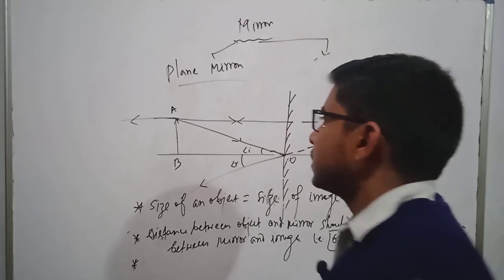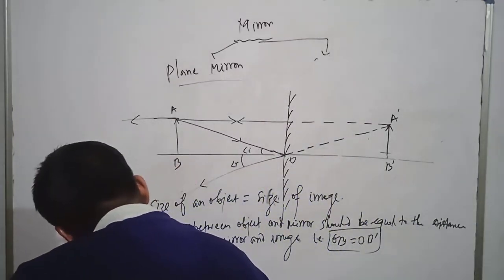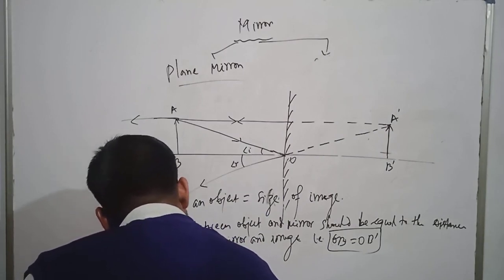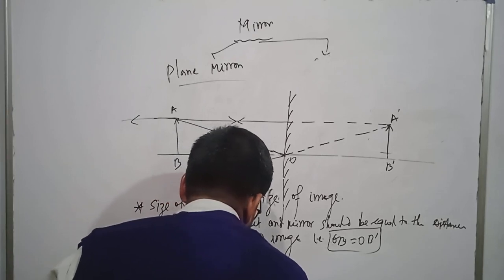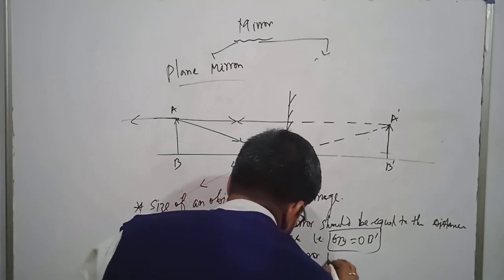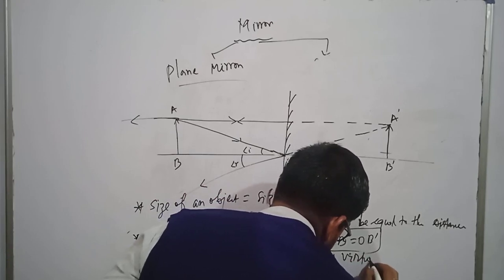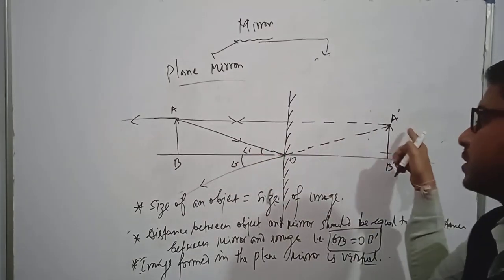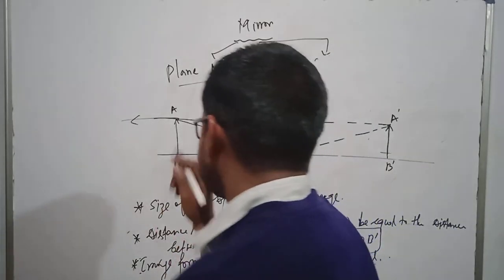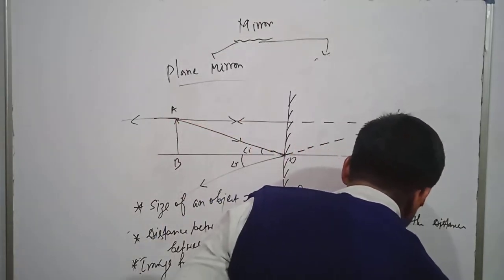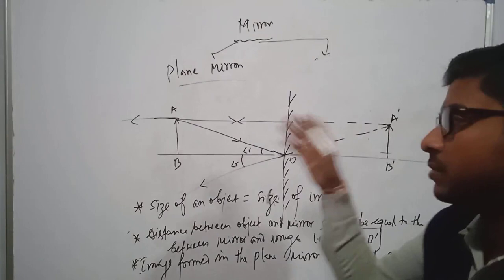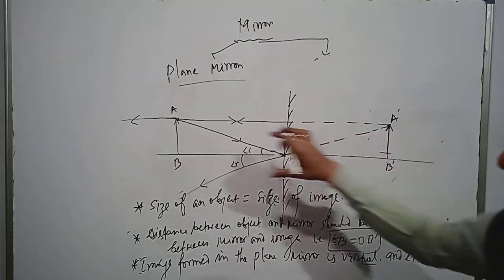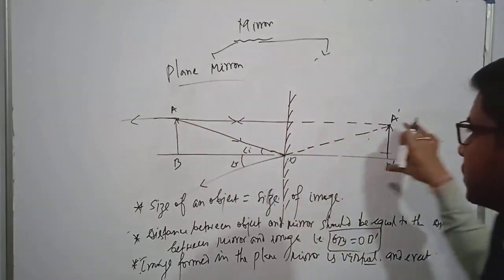Third and the most important, the image formed in the plane mirror is virtual, not real, because light rays are not exactly meeting. They appear to meet on this side, that's why they are virtual in nature. And erect, whenever the image is virtual, it will be erect. Erect means not inverted, it is in the same manner, like AB.